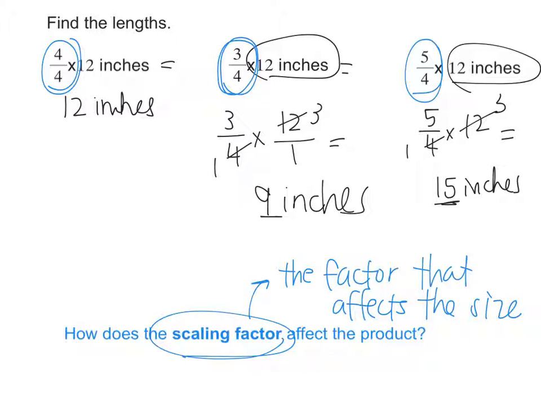Let's take a look at these scaling factors. How did the scaling factor of 4/4 affect the size of the 12 inches? Did it change the size of it? No. It stayed the same because 4/4 is equal to 1. How did the scaling factor of 3/4 affect the length of 12 inches? It made it smaller because 3/4 is less than 1. How did the scaling factor of 5/4 affect the length of the string? Made it bigger because 5/4 is greater than 1. So what relationships are we seeing about the scaling factors? Talk to your table group.